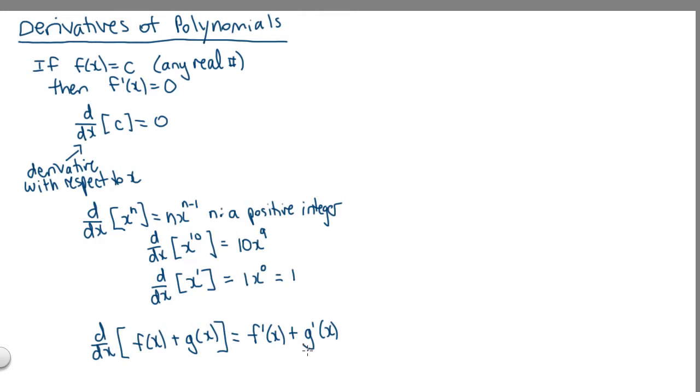Now, these three rules here can be checked using the limit definition of the derivative. But what we want to really practice is making sure that we can use the rules. So for our first real example here, let's find the derivative with respect to x of x to the 7 plus x cubed plus pi squared.